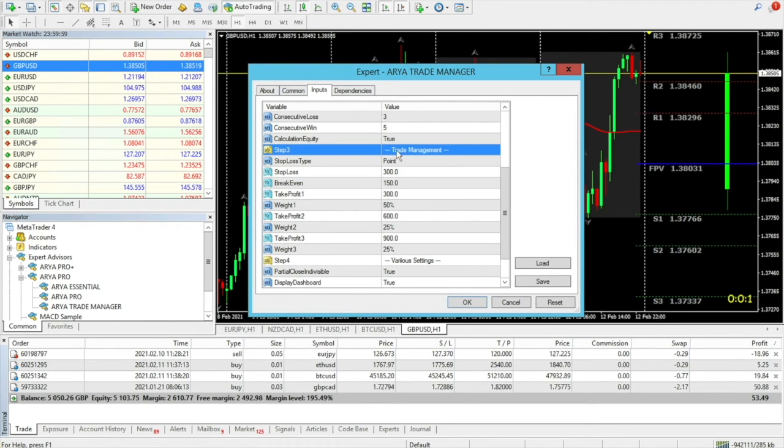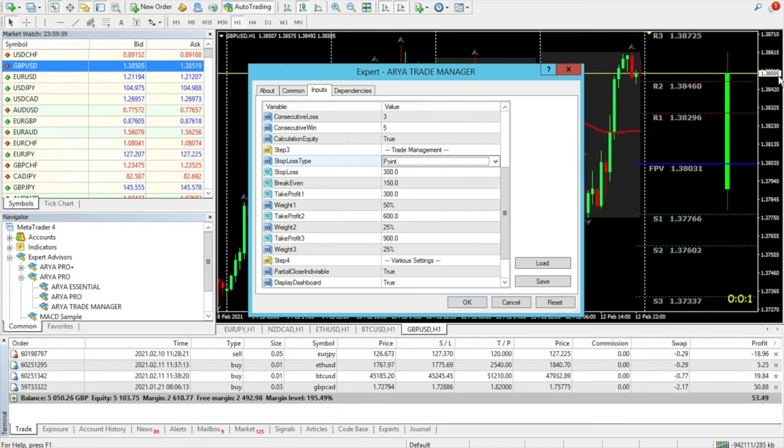Step 3 is your trade management. First, we have our stop loss type. From the drop-down, you can choose between point and price. With stop loss point, you can set your stop loss in points. A point is the rightmost number of the price. For example, the current entry price is 1.38505. A point would be 5.